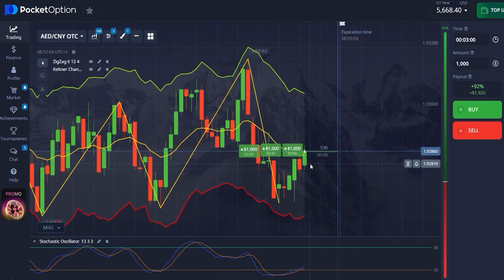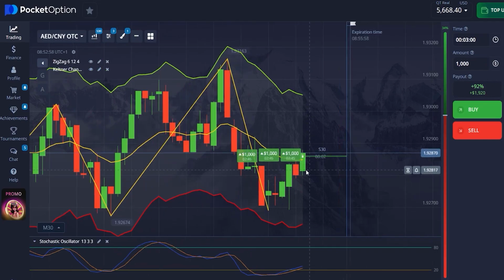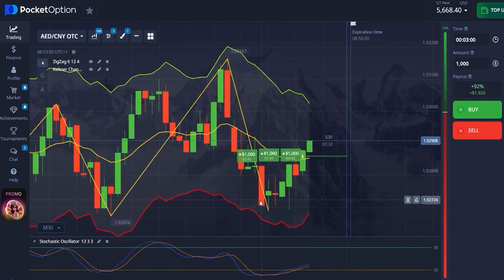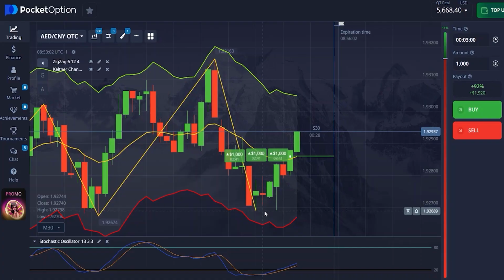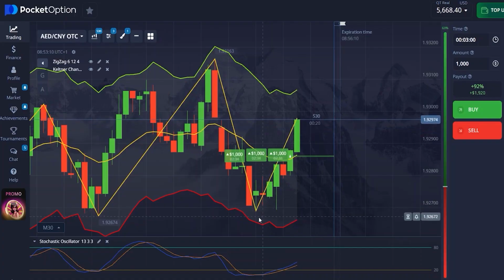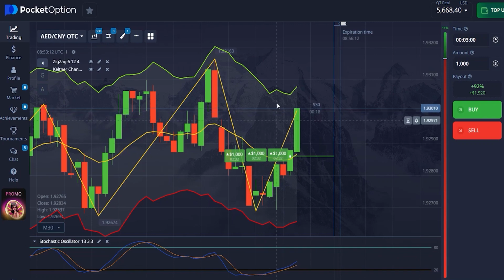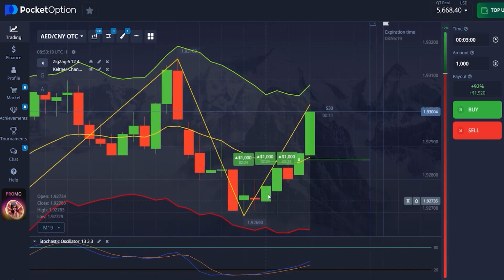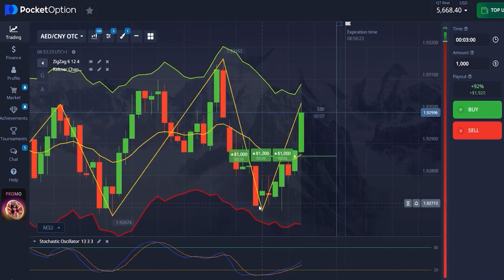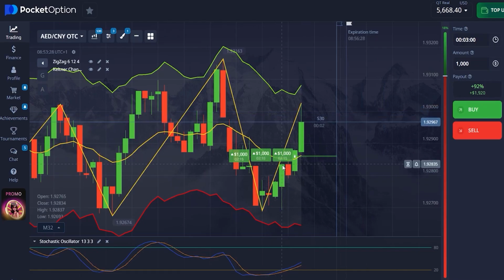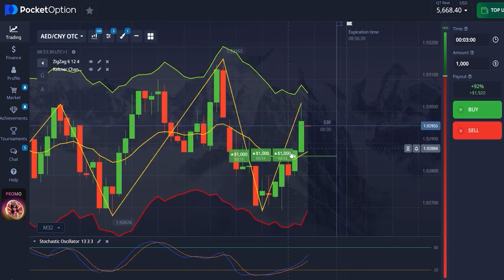So the first thing I always put into consideration anytime I want to make use of this strategy is identifying the key areas of overbought condition and also an oversold conditional level. And that's the reason why I use a Keltner channel to identify the overbought condition and also the oversold conditional level. And if the market is reversing from there and I'm having a consistency of my candlestick with the direction of the market, which is the use of Zig Zag indicator, I tend to find an opportunity in the market.